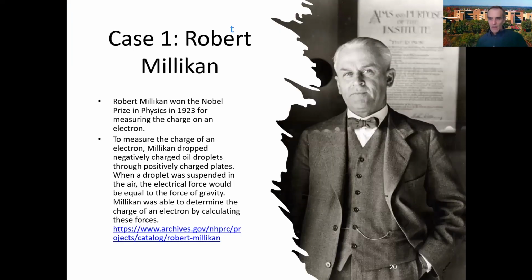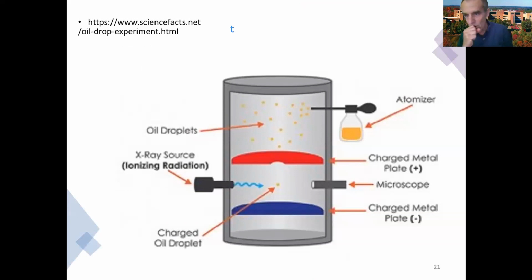So let's look at a case to discuss some important points about ethics. We'll look at Robert Millikan's case. He won the Nobel Prize in Physics in 1923 for measuring the charge on an electron. For his experiment, he dropped negatively charged oil droplets through positively charged plates. When the droplet was suspended in the air, the electrical force would be equal to the force of gravity, and he was able to determine the charge on the electron by calculating these forces. So here is a slide showing his experimental setup.